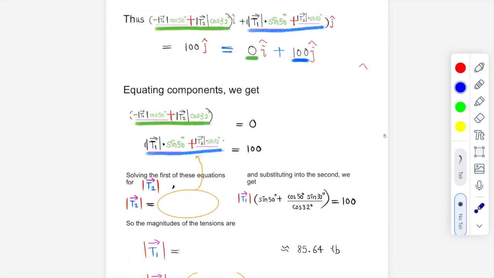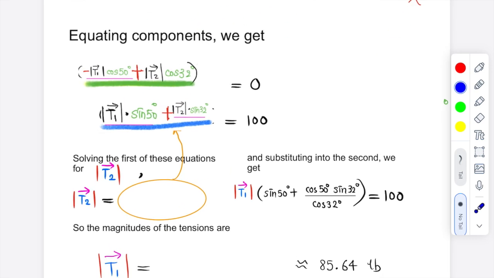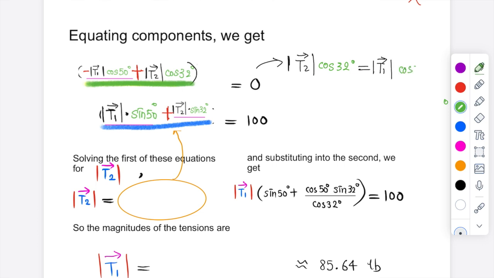How many variables do we have? We have two variables, the magnitudes T1 and T2. Are we able to solve for the magnitude of T2? From the first one, can you solve for the magnitude of T2? And what does it equal to? So from here, you will have the magnitude T2 times cosine of 32 degrees, and that's equal to positive magnitude T1 times cosine of 50 degrees, right?